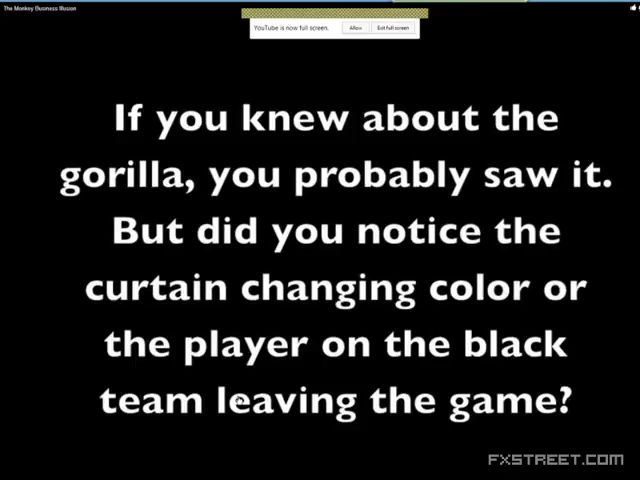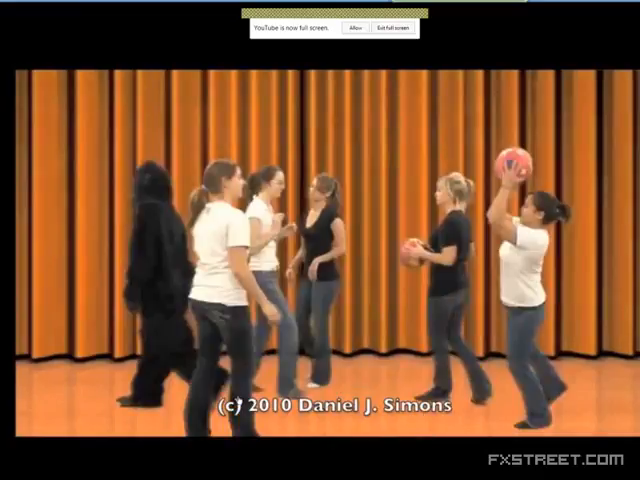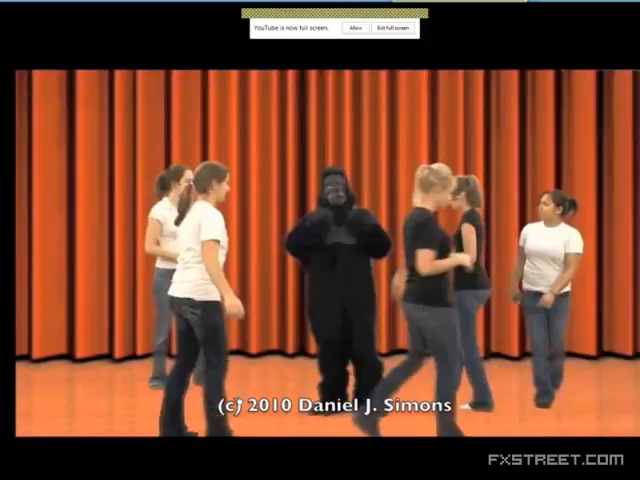See how here it comes. The gorilla comes walking through the middle, does that on his chest, and notice here there's only two people in black now. So one, and then the curtain went from red to gold, and so that's about all.